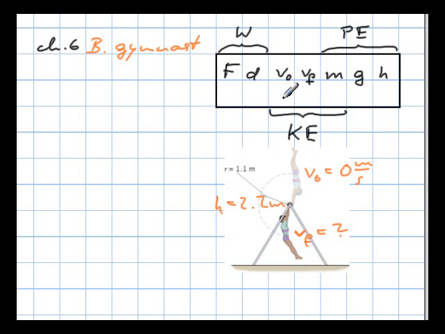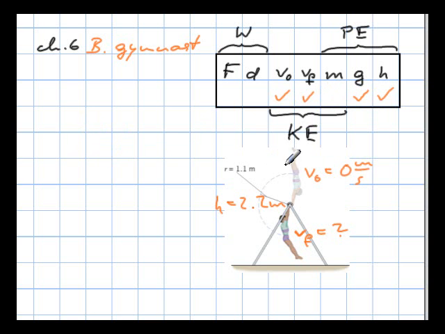Okay, in any case, what we have given here is V0, what we have given is Vf, what we have given is the height h, and of course what's always implied is the acceleration due to gravity. Notice that we actually don't have given the mass of the gymnast. I don't remember having this one here, so that's kind of interesting, but we'll see what happens.